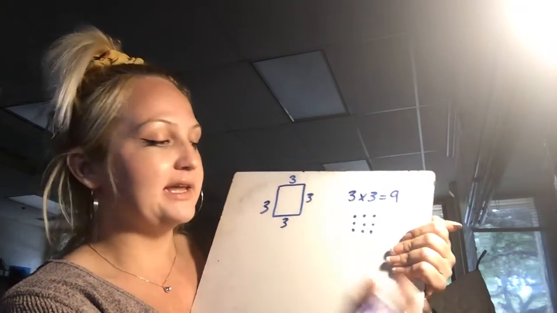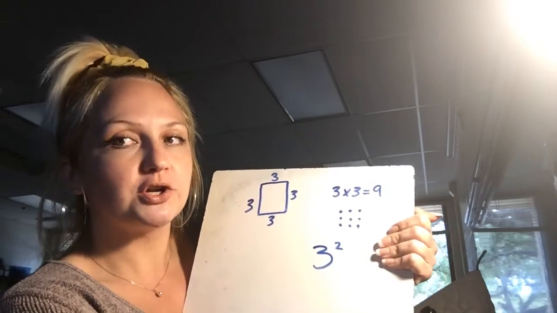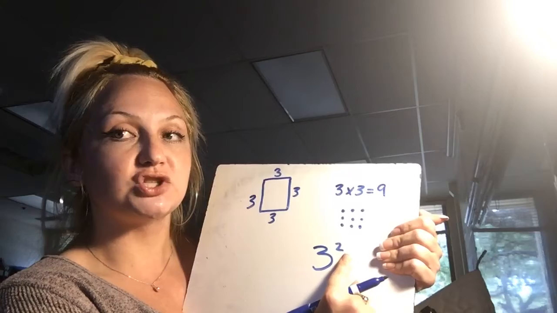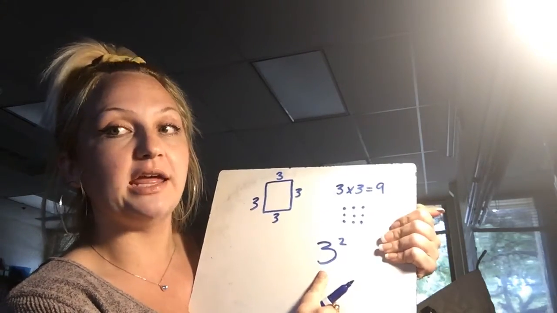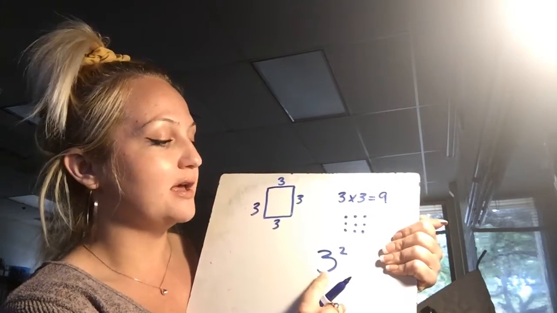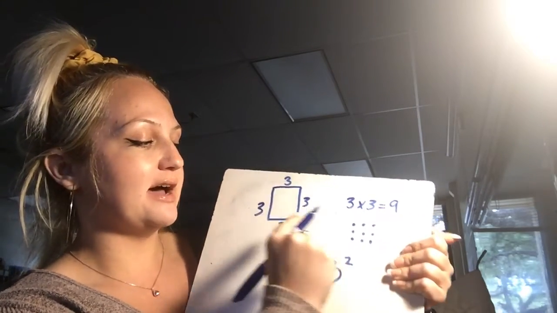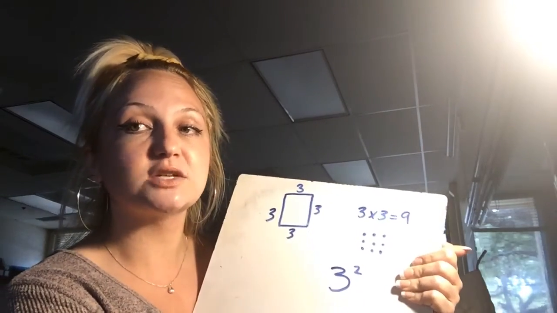Another way you can write it is like this. It is called 3 squared. There'll be a little tiny 2 up there. It doesn't mean 3 times 2, it means 3 times itself. It means you have 3 twice. 3 times 3 is 9. Okay, those are perfect squares.